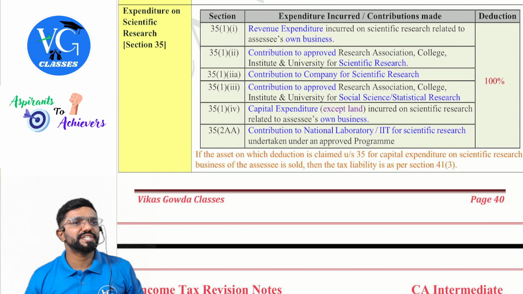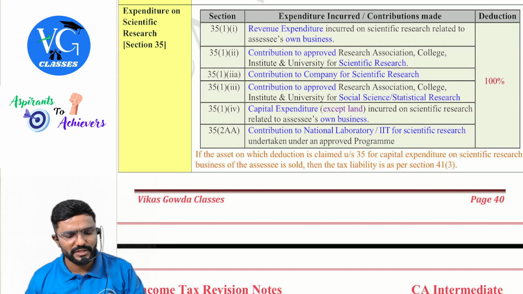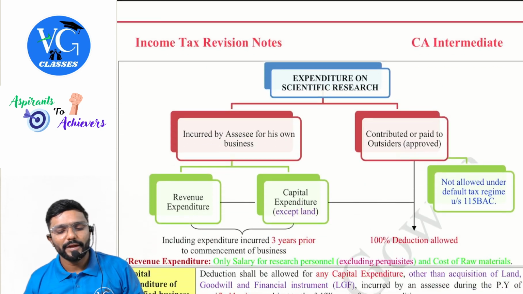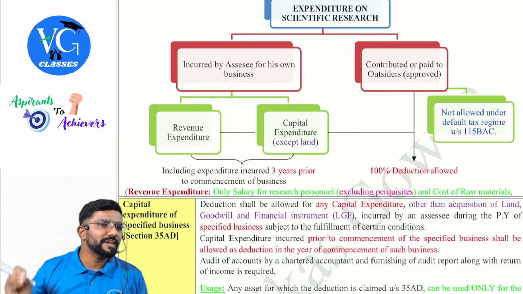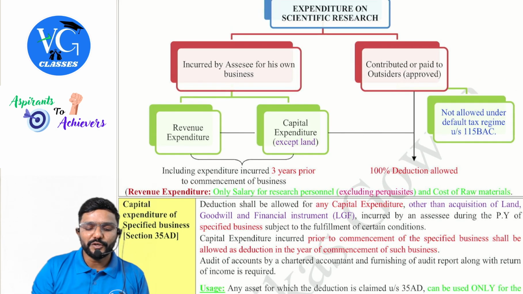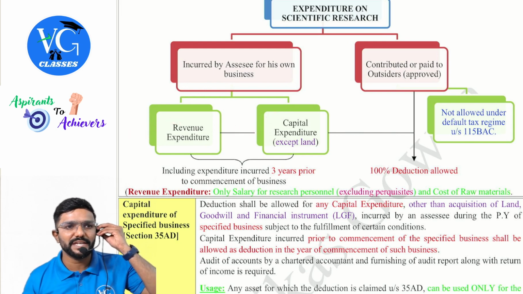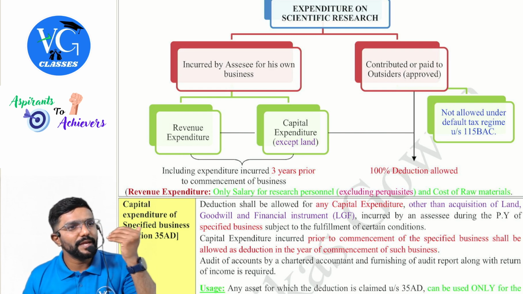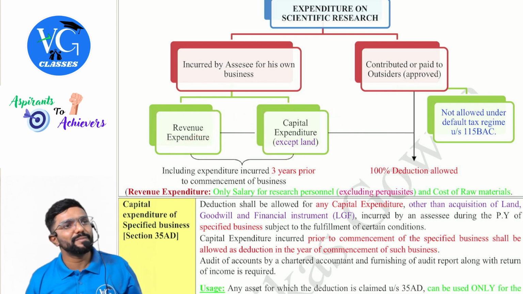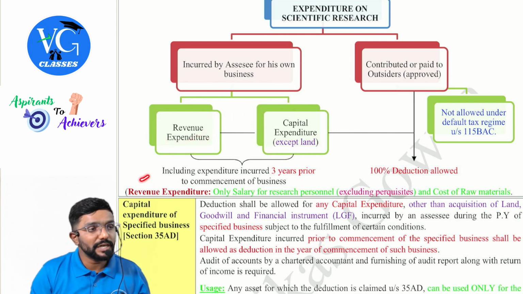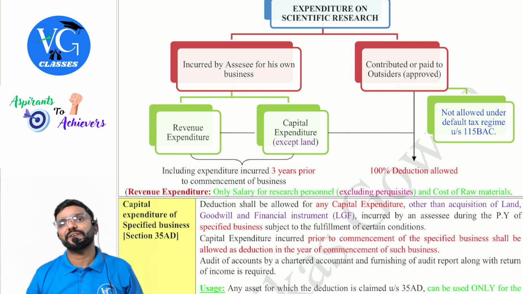Okay, sir. Depreciation done. Now going to section 35. In between sections are not a part of your syllabus, guys. Section 35. I have made one chart on section 35. Let us see. If the assessee himself is doing research, he can claim both revenue expenditure as well as capital expenditure except land. For land, whatever expenditure he has incurred will not be allowed. If he himself is doing research business, both revenue as well as capital except land will be allowed as deduction. Even if it is incurred 3 years before the commencement of business, it will be allowed in the year of commencement of business.